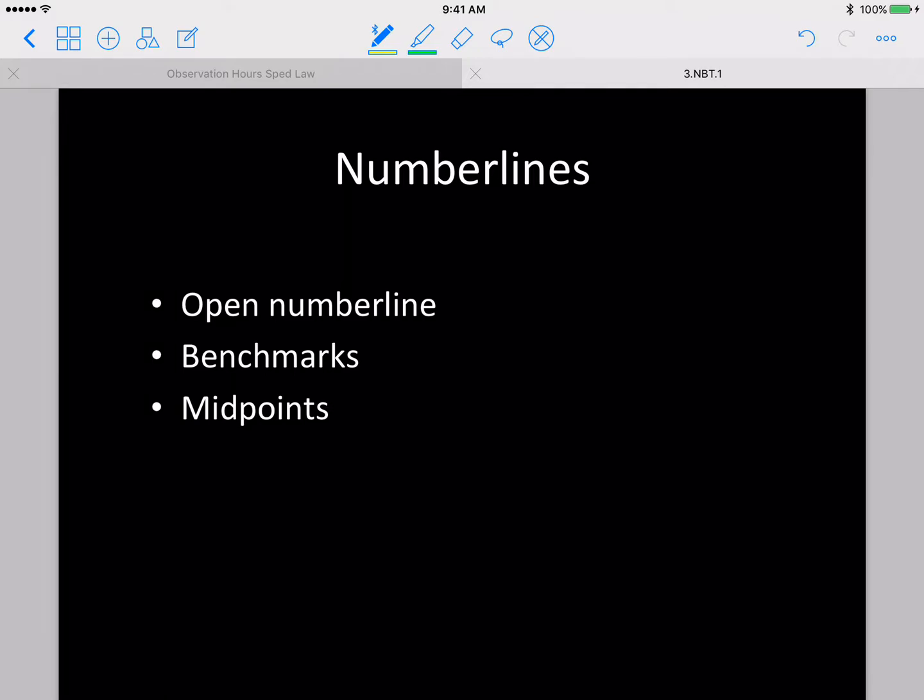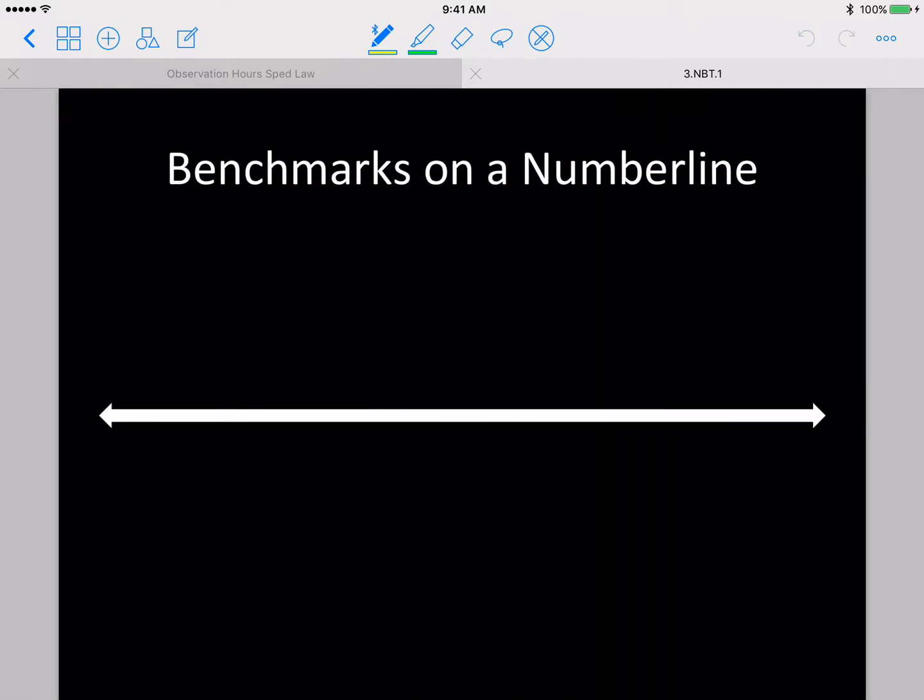We're going to use an open number line. I'm going to show you how to find the benchmarks, and then we're going to find the midpoint, and then we're going to work on some rounding strategies. So for our benchmarks, I have my open number line here. The open number line just means that there are no numbers on it yet. But for our benchmarks, we're going to put 3 lines, 2 lines on the ends, and 1 in the middle. So we're going to put numbers here that are going to help us to round.